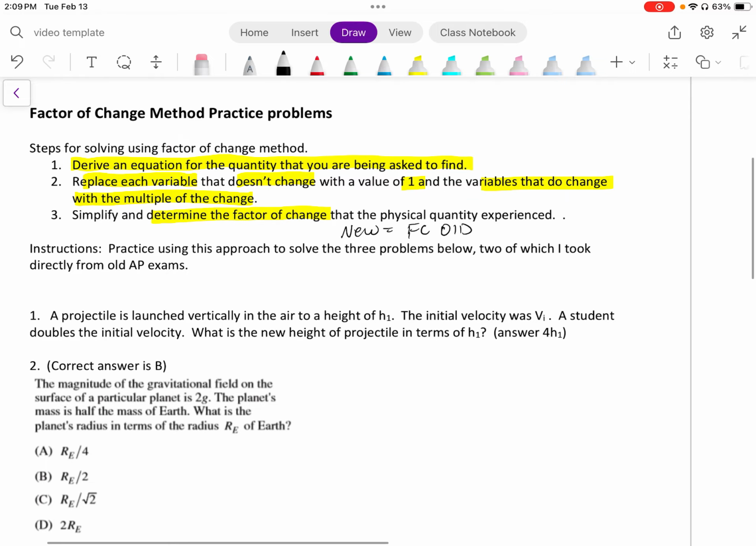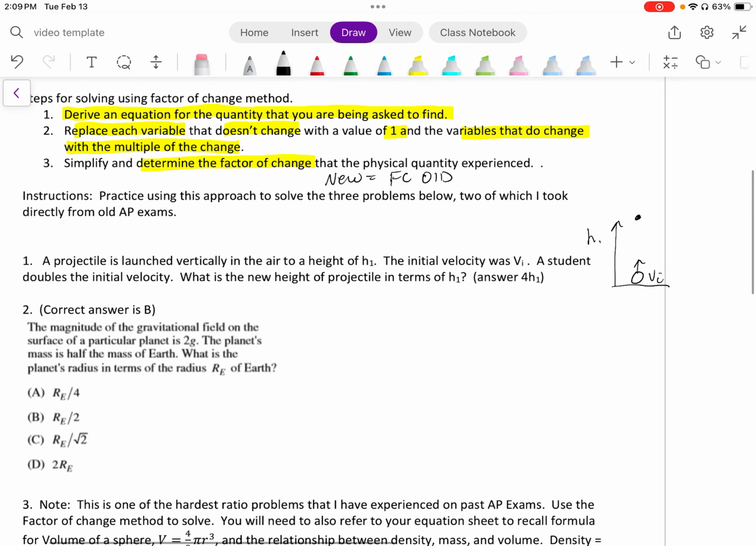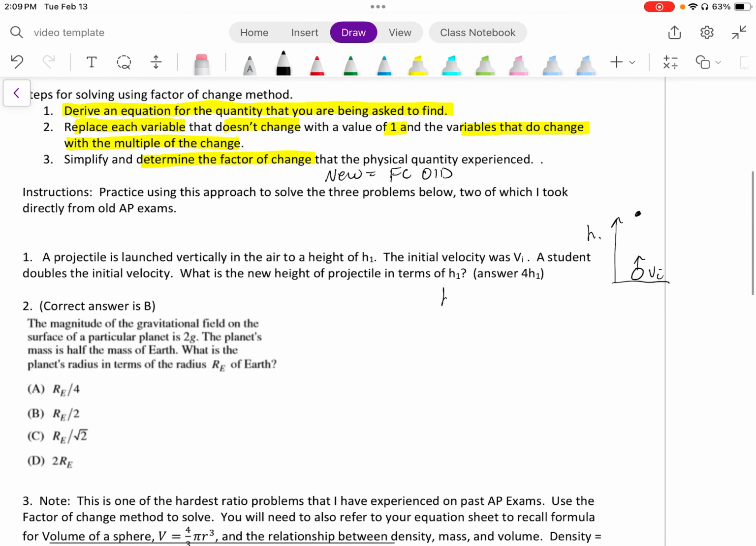So here's a problem that I will apply this to that you've seen before. A projectile is launched vertically with an initial velocity of v initial, and that will go to some height that we will call h1. Now, a student doubles the initial velocity. What's the new height in terms of h1? So h new equals some number times h1.